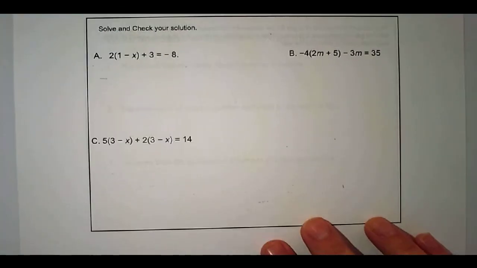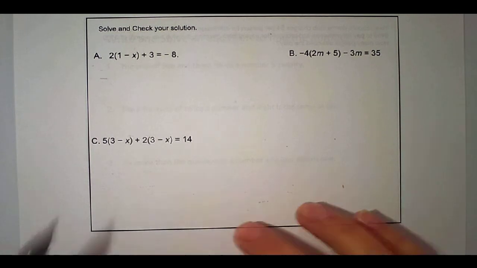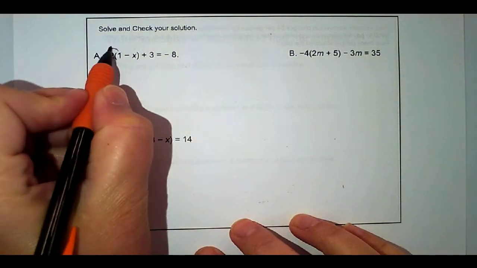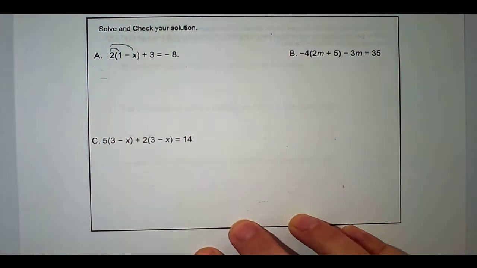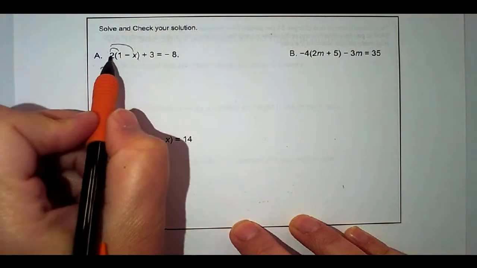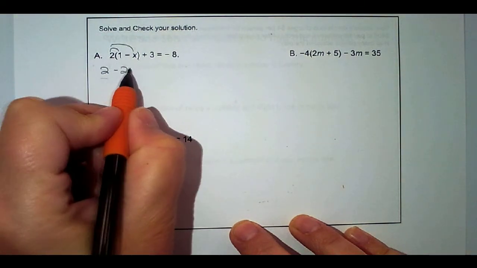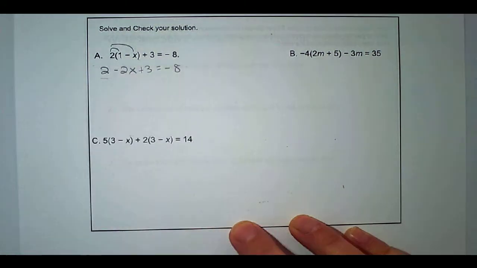Okay, on our next slide, we have 2 times the difference of 1 and x, plus 3 equals negative 8. So remember, first thing I said we need to do is distribute. So I'm distributing that 2 to everything inside those parentheses. So 2 times 1 is 2. 2 times negative x is negative 2x. Plus 3 equals negative 8.